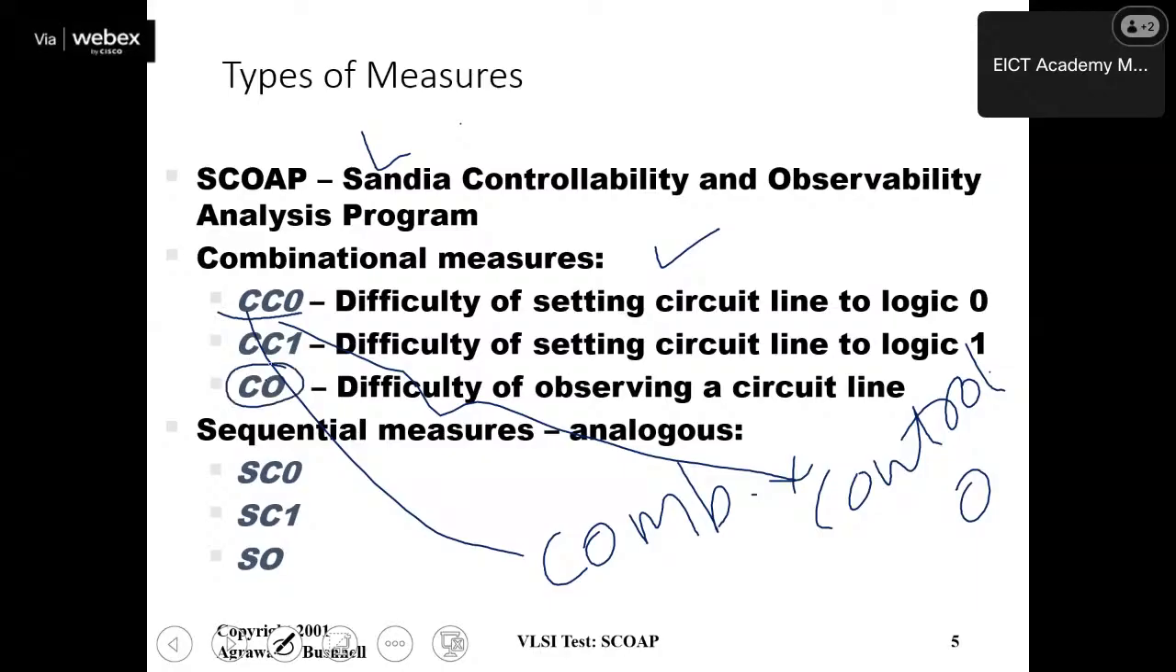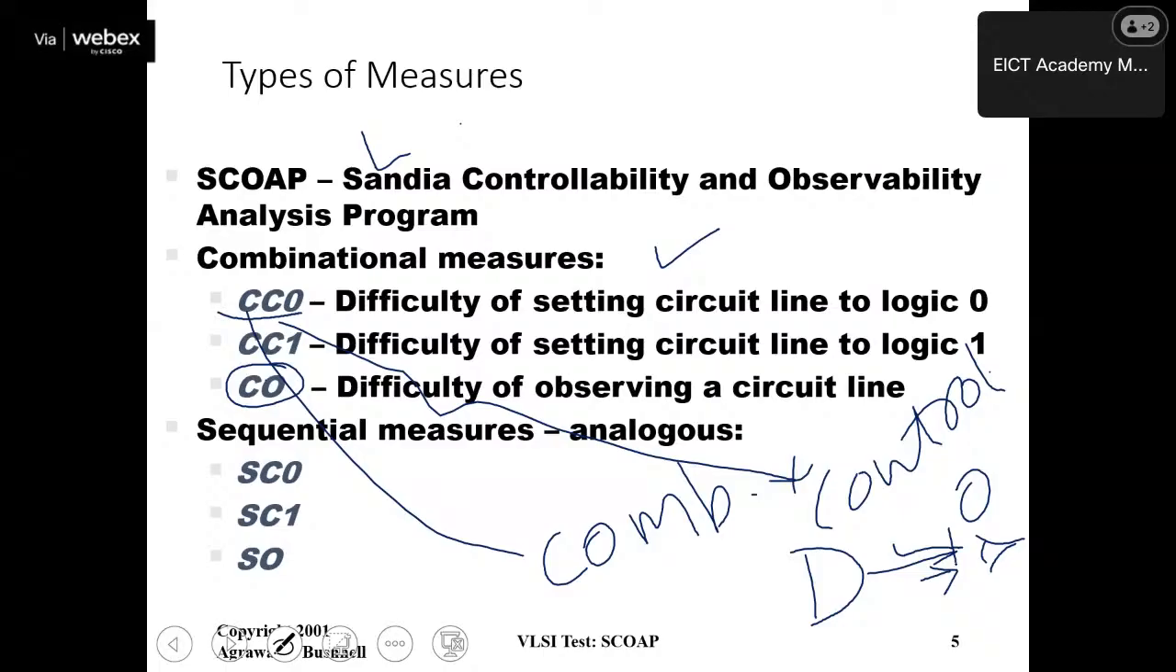Observing means you are going to observe the output, right? For example, this is an AND gate, so you are going to observe this output. Can you fix that this output should be 0 or should be 1? No, whatever is available, you are just observing that. So observability does not have observability 0 and observability 1, because whatever is available, that only you are going to observe. If 0 is available, you observe 0. If 1 is available, you observe 1. That's why combinational observability is represented by CO only.